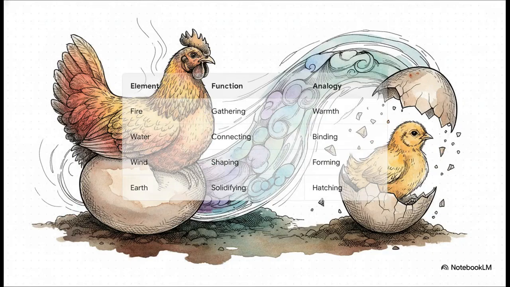Okay, let's break this down. First, we have the cosmic function of fire, which is the property of gathering and bringing heat. In our egg analogy, this is the hen sitting on the egg, providing that initial gathering warmth to spark life.